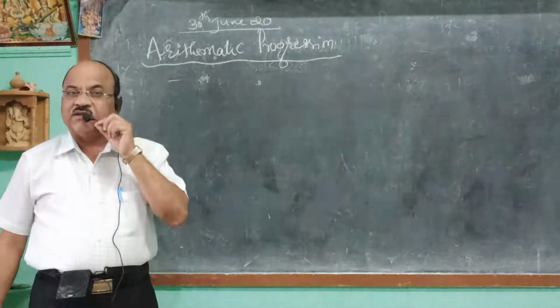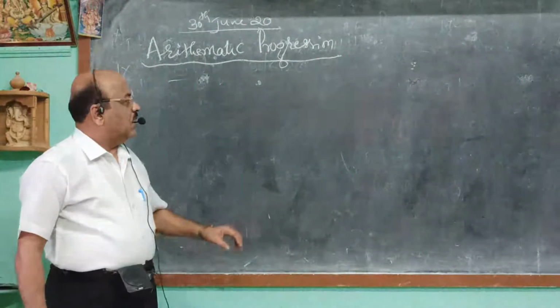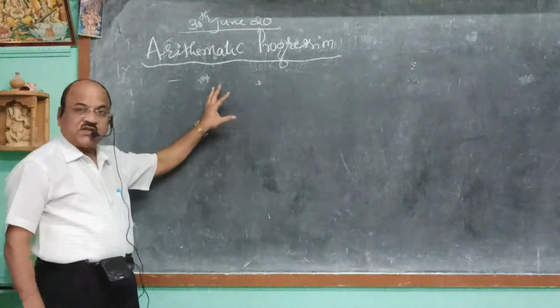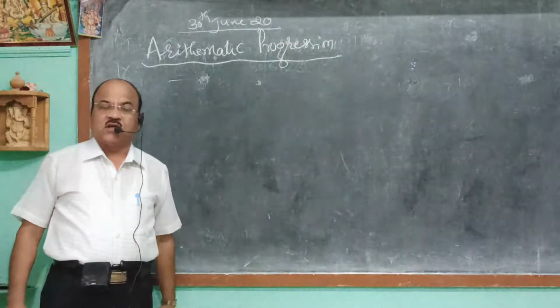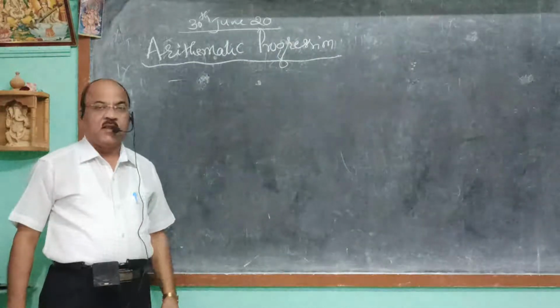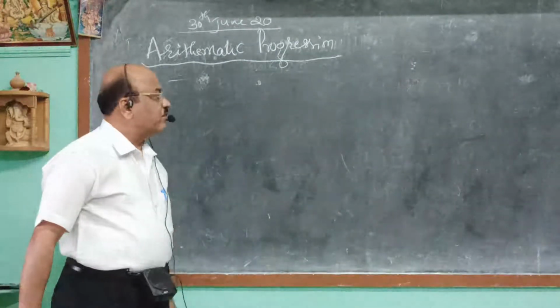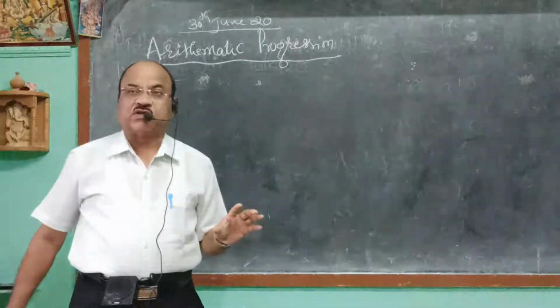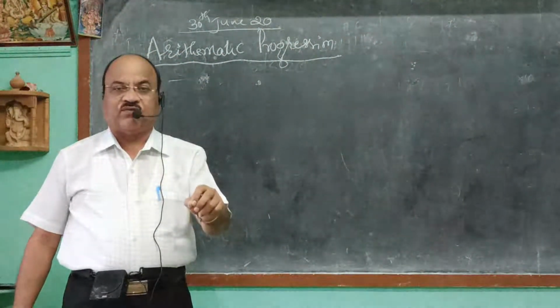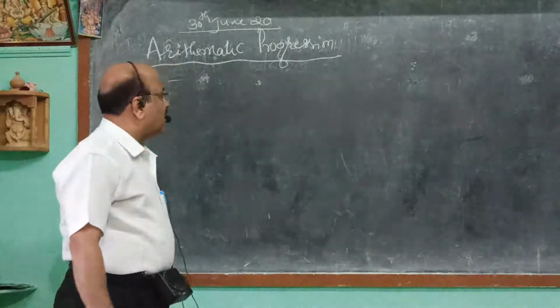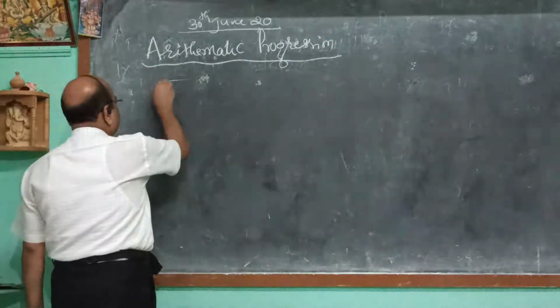We were studying arithmetic progression. While finding the nth term of the arithmetic progression, we have taken the first term given and the common difference given, then how to find a particular term we have studied. Now I will go one more step: I will give the arithmetic progression. First we have to find out what is the first term, what is the common difference, and which term. I take an example like this.